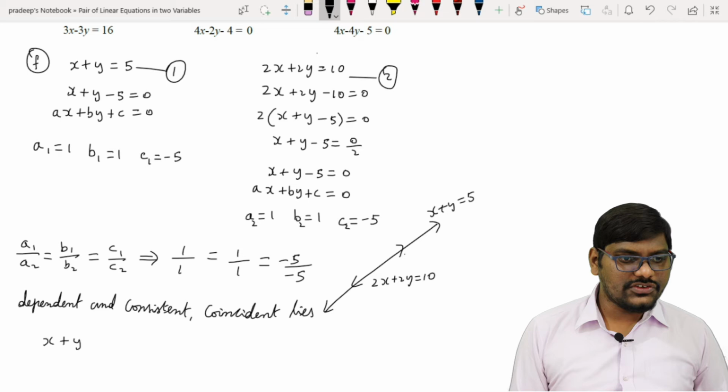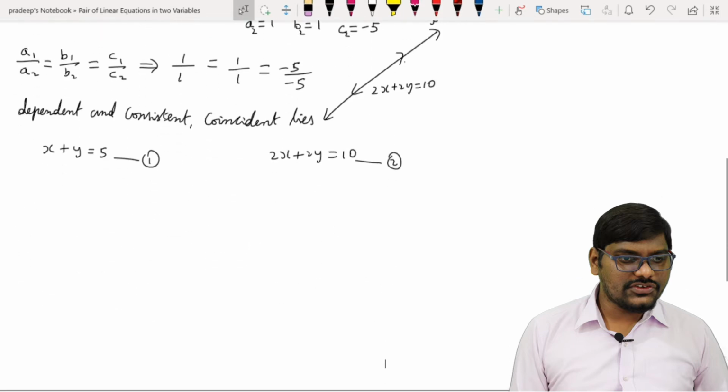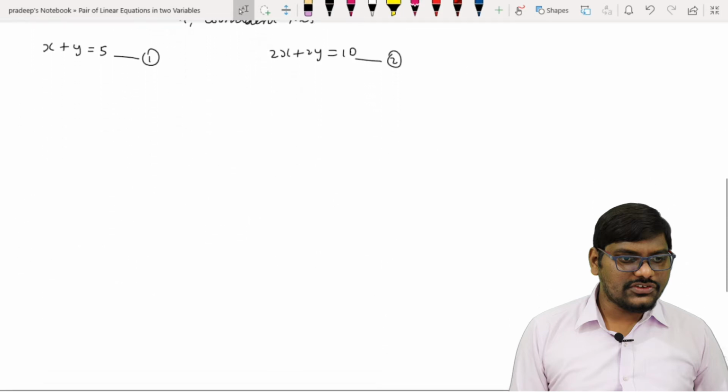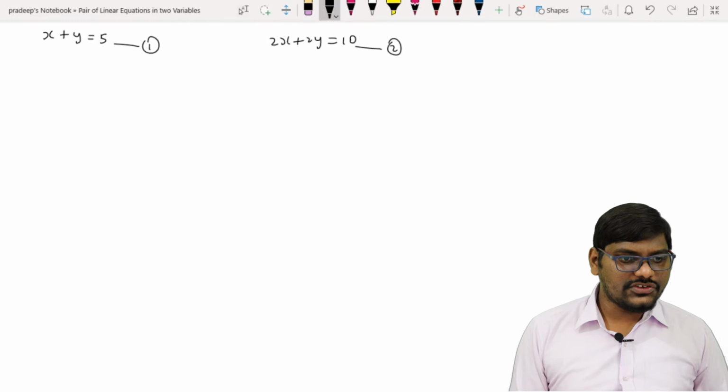So x plus y equal to 5 is the first one, and 2x plus 2y equal to 10 is the second one. So let's go forward and do the graph. For that, let's find the coordinates. So let's solve that. Our equation is x plus y equal to 5.